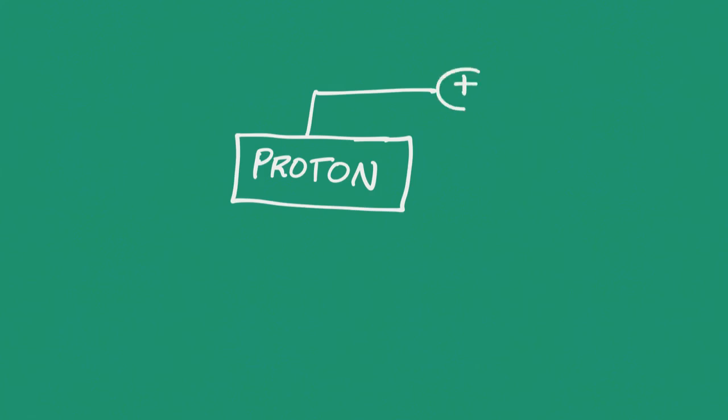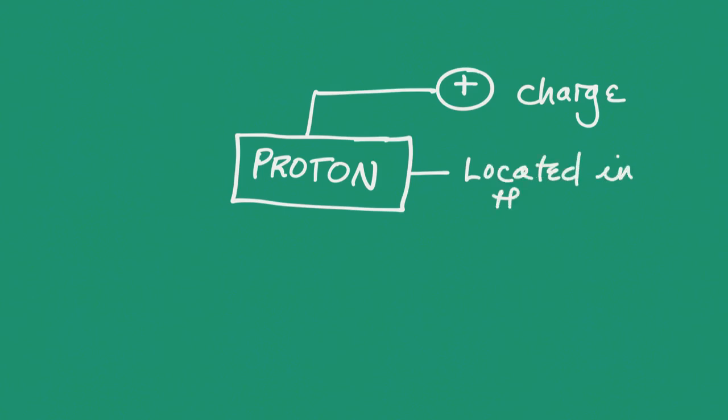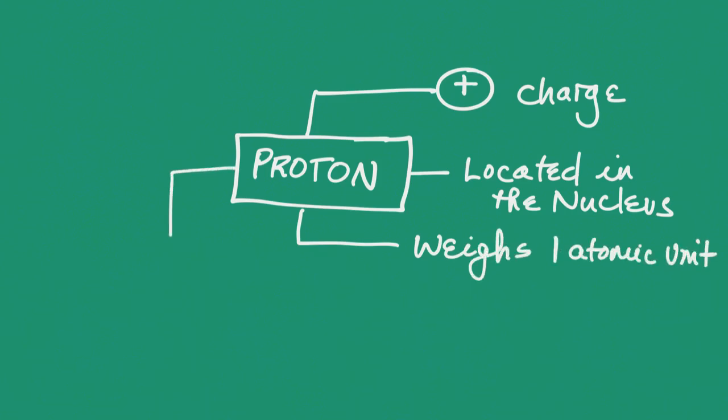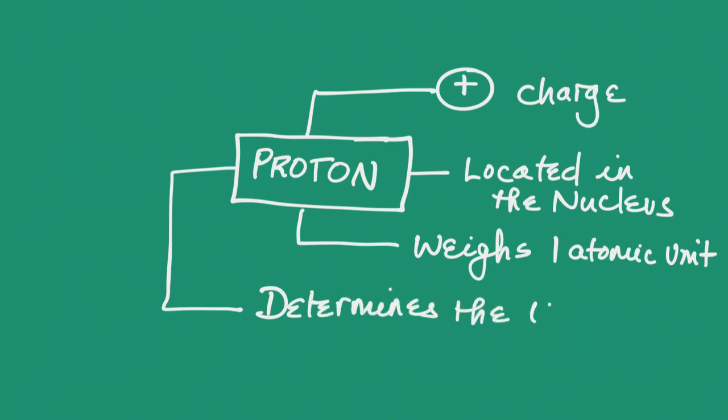Let's recap what we know about protons, neutrons, and electrons. So what do we know about a proton? We know that it is positively charged. We also know that the proton is located in the nucleus of the atom. A proton weighs 1 atomic unit. The proton determines the identity of an element. So if we change the number of protons, you're changing the entire atom. So it determines the identity or the ID of the element.